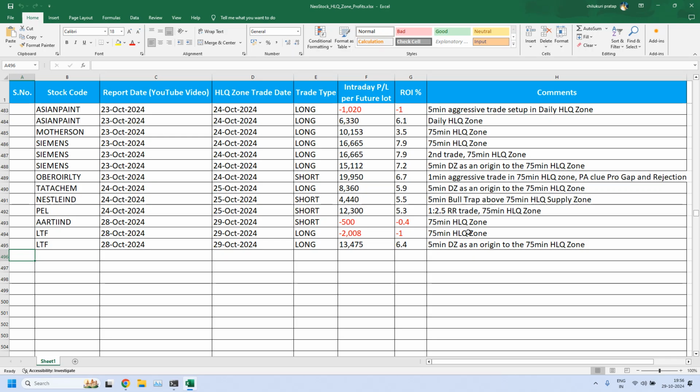Why am I focusing on the HLQ zone strategy, the high liquidity zone strategy? Because it is working and giving very effective trades for us. Losses are minimal. Success rate is huge.